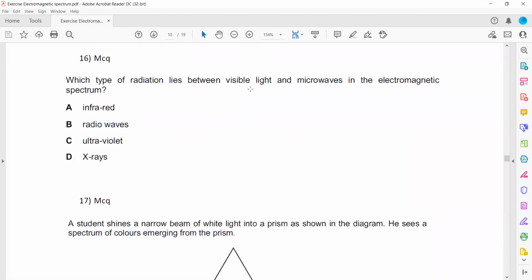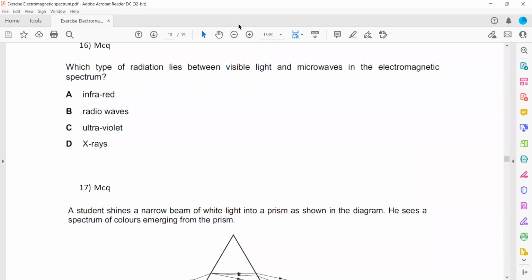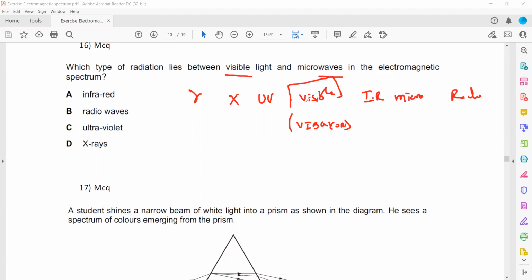Which type of radiation lies between visible and microwave? When we write the electromagnetic spectrum, we have gamma, X, UV, visible, the light which we are able to see, and visible includes violet, indigo, blue, green, yellow, orange, and red. Then there is IR, then micro, and then radio. So between visible and micro, which radiation lies? It is IR, or infrared.